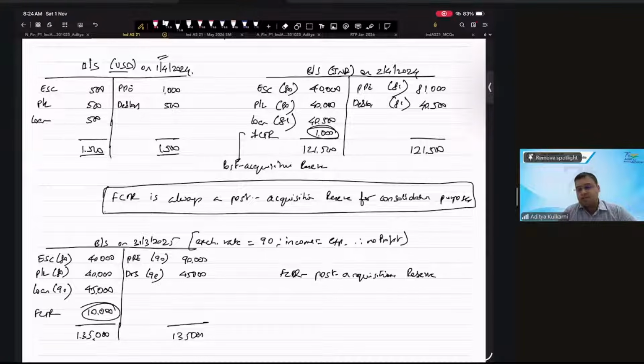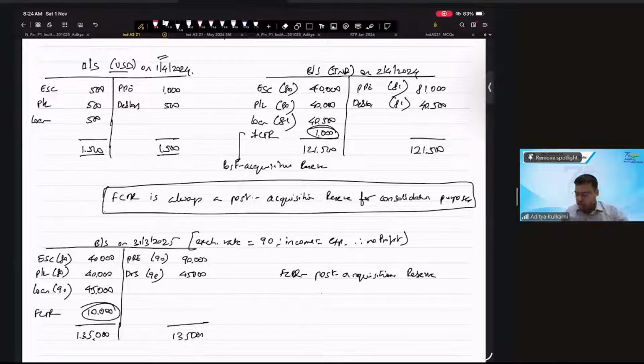Okay. Now let us move one step further. Assuming that I have acquired only 90% stake in the entity, 10% a minority guy is holding the stake. So is it possible? Can I have a subsidiary with less than 100% holding? Obviously you can. It's not necessary for you to have a 100% stake. So suppose I have a 90% stake, 10% there will be a minority interest.